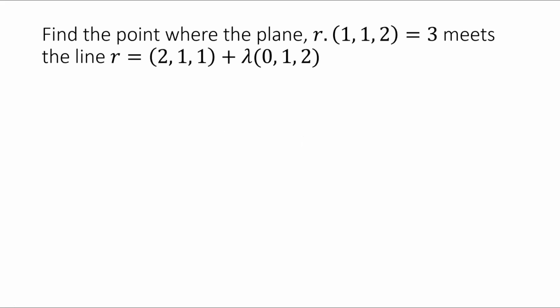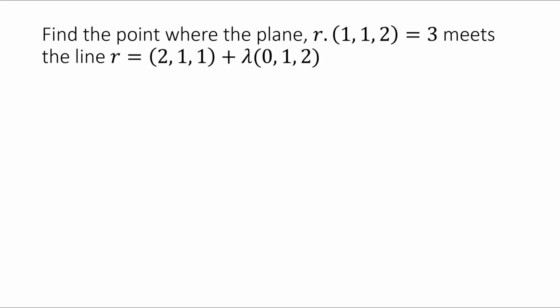This is the first video in a series of 3 short videos on planes and lines and intersecting lines in the context of vectors. So for the first question here in this video, we're going to find the point where the plane meets a line. And what we've got there is the information about the plane and the line.